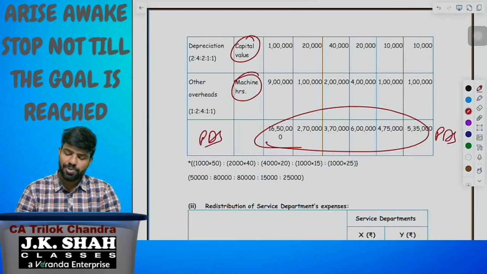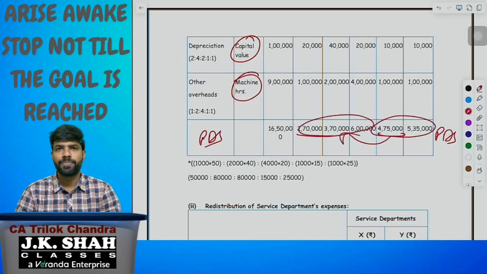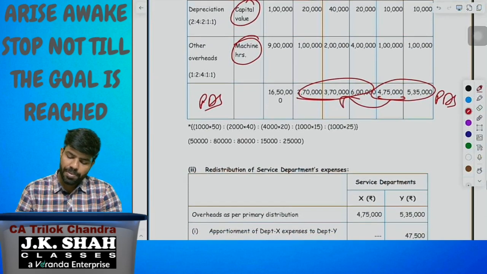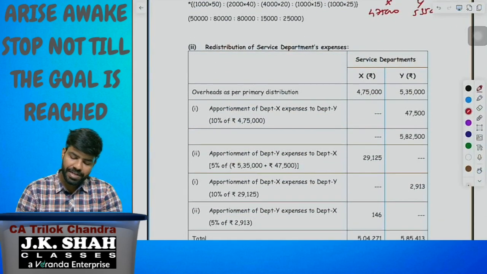When it comes to secondary distribution, the service department cost should be apportioned to the production departments. That should be done under the trial and error method. What does this trial and error method mean? Please understand. Let me write this here. Department X 4,75,000, department Y 5,35,000. Here it is taken from the primary distribution. Sorry, secondary distribution summary under trial and error method. As I told you, take only X, Y service departments, 4,75,000 and 5,35,000.